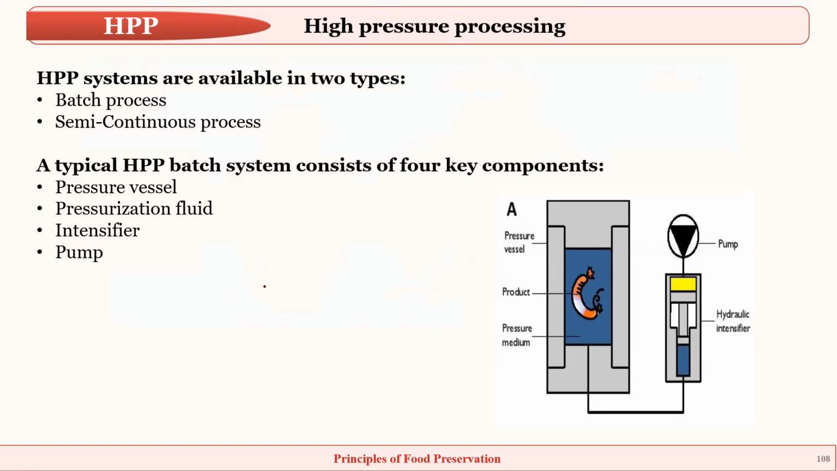Okay, so high pressure processing systems are available in two types, a batch process or a semi-continuous process. In India there are universities or institutes wherein HPP has been successfully installed. There are companies also who have adopted this for commercial processing of fruit juices. If you have a batch system of high pressure processing, you have this pressure wall. Then it is your product, suppose this is sausage. Then you have a pressure medium, the pressurization fluid. And then you have a hydraulic intensifier, and a pump that is being used.